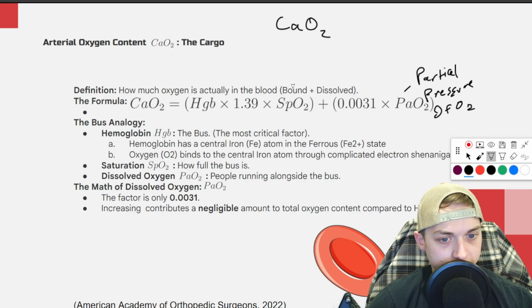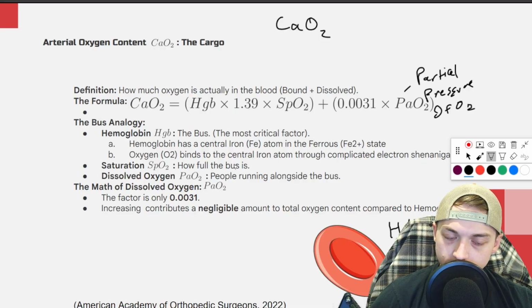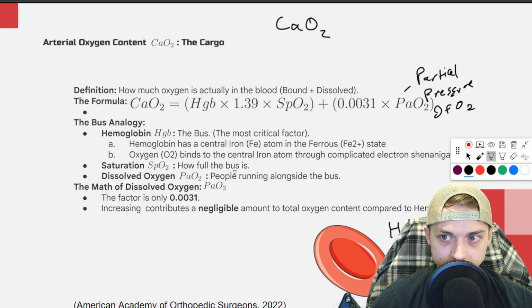And then we got our saturation over here. So our saturation is how full the bus is. So if your hemoglobin is 97% saturated, that means that 97% of the hemoglobins in this blood cell will have an oxygen attached to them. Okay. And then we got our partial pressure of oxygen. This is like the dissolved oxygen molecules in your bloodstream. So they're not attached to hemoglobin. This is like people running alongside the bus.